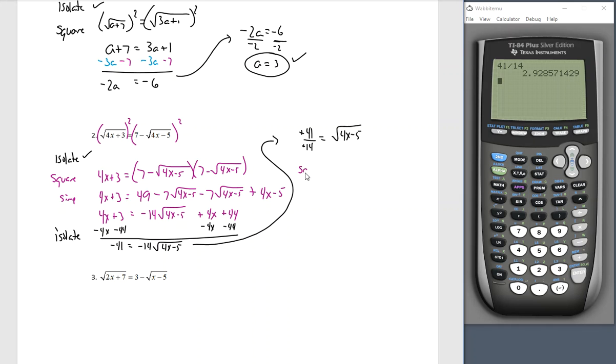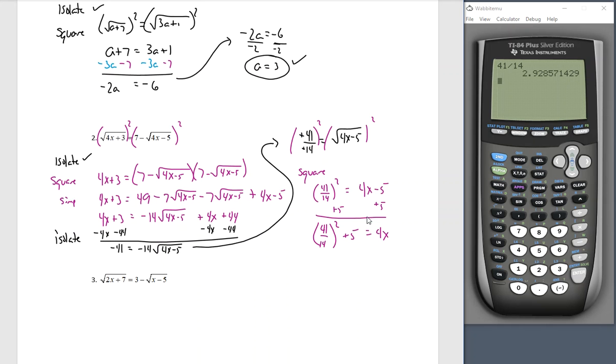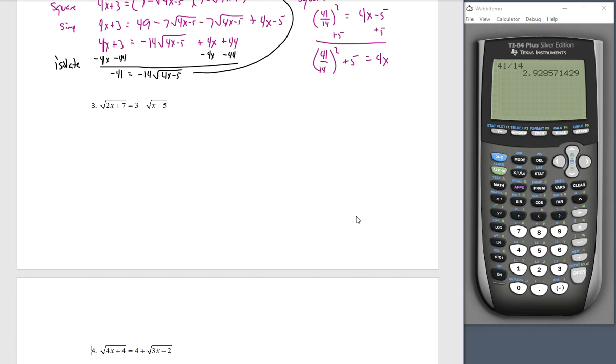So again, we square both sides. And after we square both sides, we will have 41 over 14 squared equals 4x minus 5. We can add 5 to both sides. And then I'm going to have to push this number 3 also. Let me see. Come back, make sure I can do it. Fantastic.